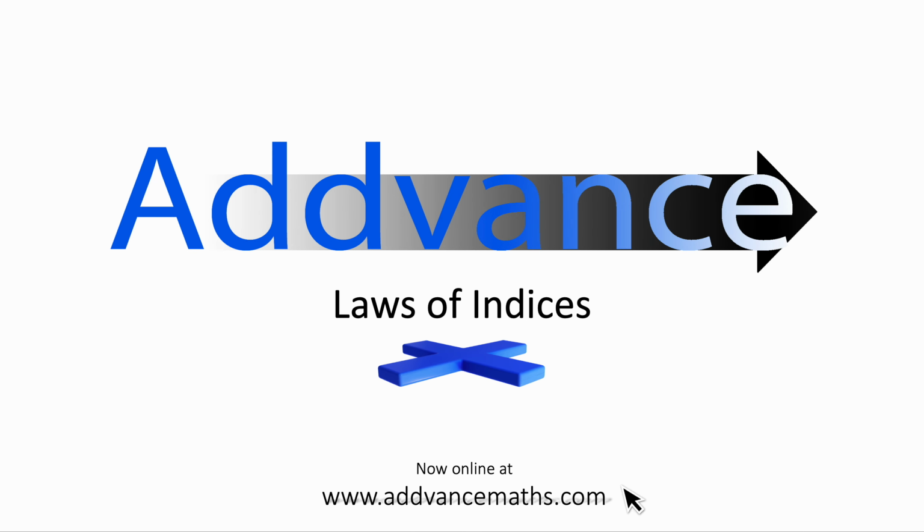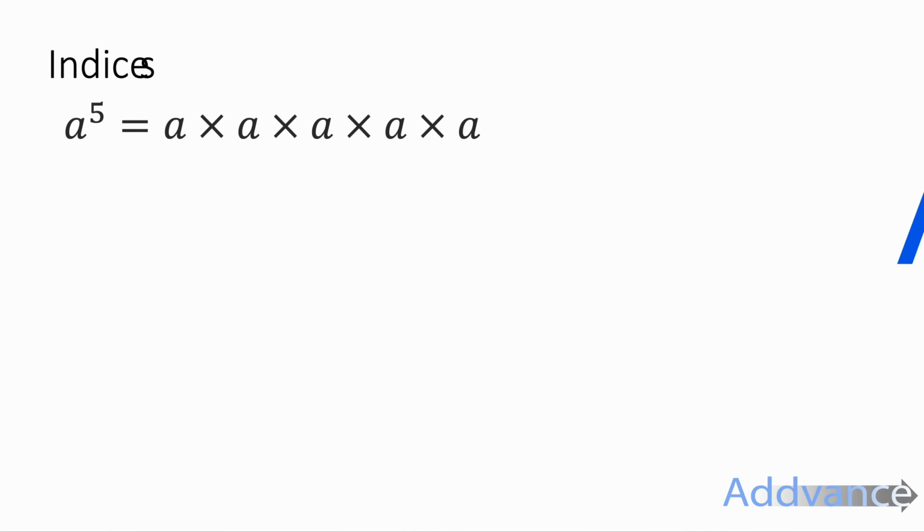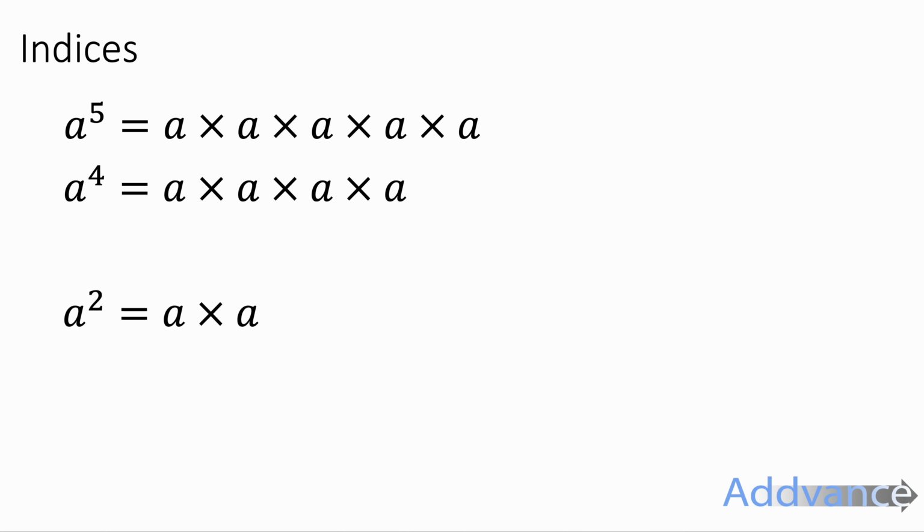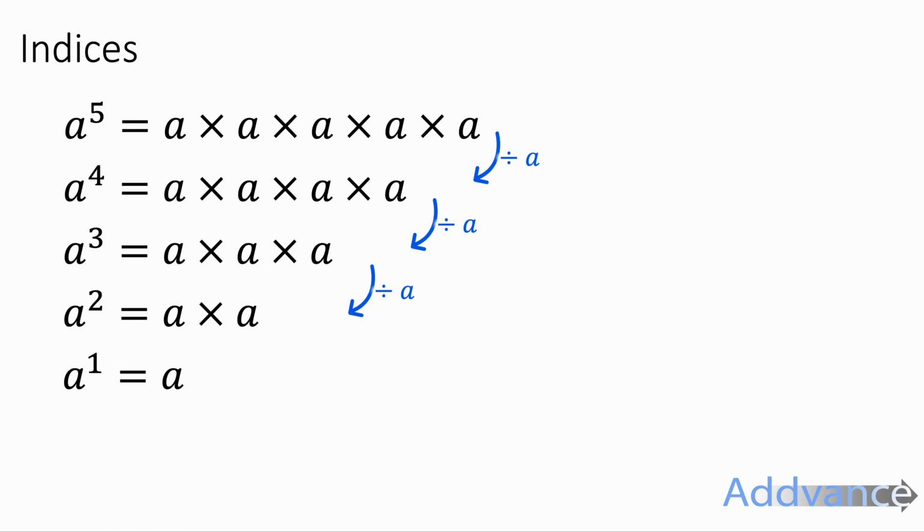Today we're going to look at the laws of indices. Indices, or powers, is just when you have something, a letter or a number, multiplied by itself several times. So on screen I have the powers of a. A to the power 5 just means a multiplied by itself 5 times. Now we can use this to try and figure out what a to the power 0 is.